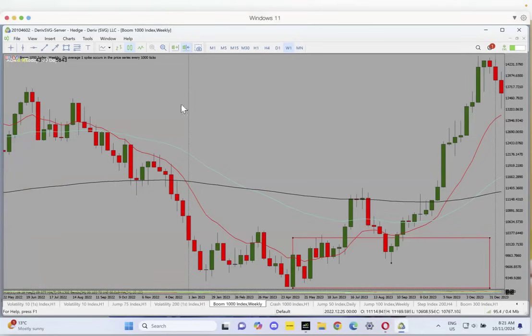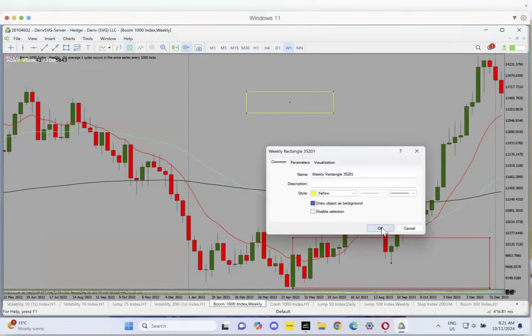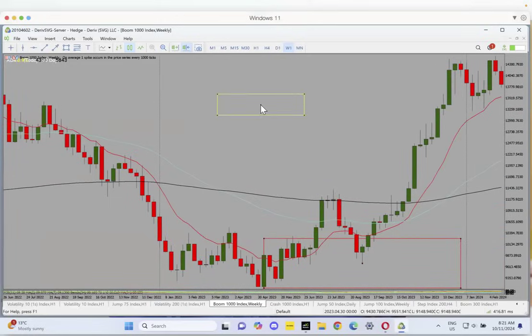So within here, I have number one, I'm just going to change this into a yellow color. Number one, I have my breaker block. So here's my breaker block right here. It's within the red box, okay? But some of it is not, so I only want to consider what is in the box. So that is my first area where I am going to take my entry, if I want to take my entry from there. But again, you take your entry from lower time frames.